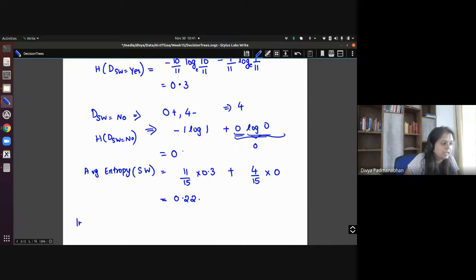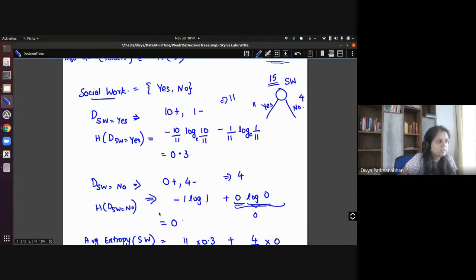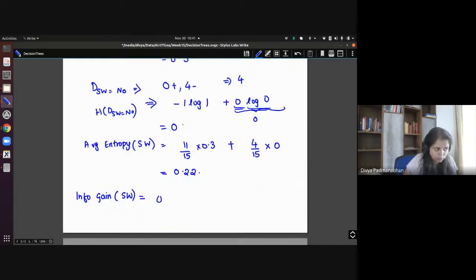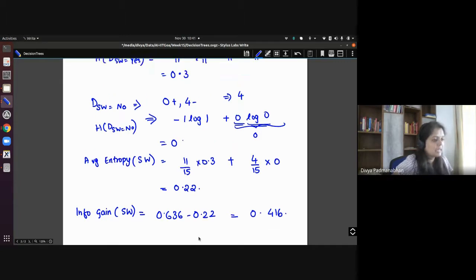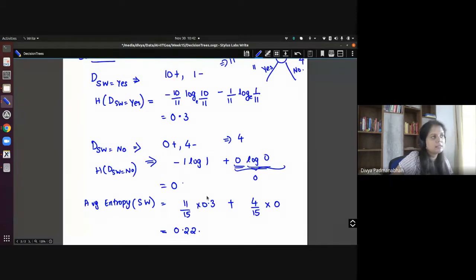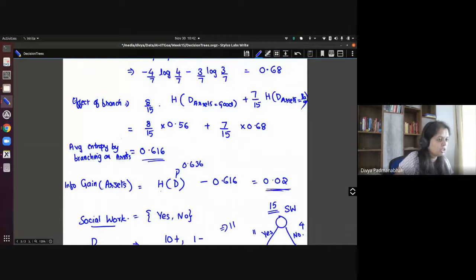So now the information gain for the social work feature is the difference of H of D minus the average entropy if you did a split on social work. So this is 0.636 minus 0.22, right? So this value is now 0.416. What this means is that if you did a split on this social work feature, there was much more that you could gather. More information is getting added by this split. This is 0.416, whereas for the assets feature it was a very small change, 0.02.